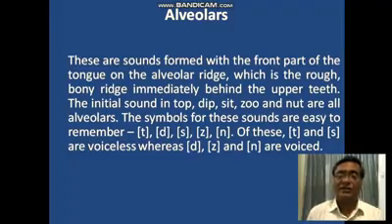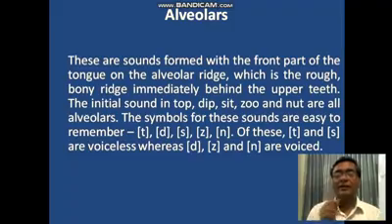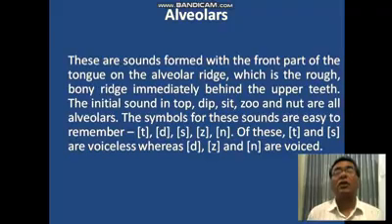So let's try again. What are the alveolar sounds? Where do they originate? The alveolar sounds originate with the front part of the tongue on the alveolar ridge, which is the rough or bony area immediately behind the upper teeth. The sounds are t, d, s, z, n. Of these, t and s are voiceless, whereas d, z, and n are voiced.